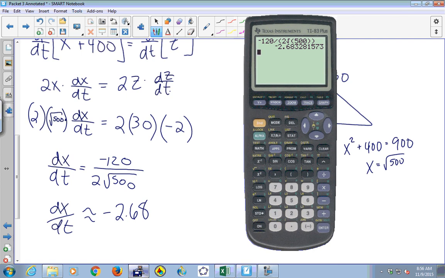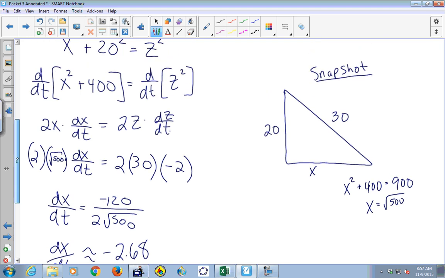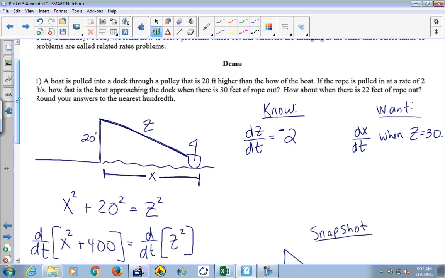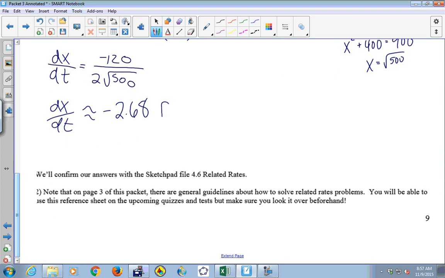And what are my units on that? Feet per second, yeah. It should be my x units over my t units because it's dx dt. So my x units, they told me all of my distances were being measured in feet. So my x units is in feet. And then all of my rate that they gave me was feet per second. So time is being measured in seconds. So this is feet per second.